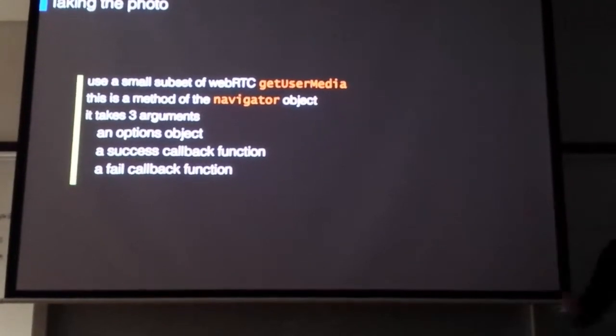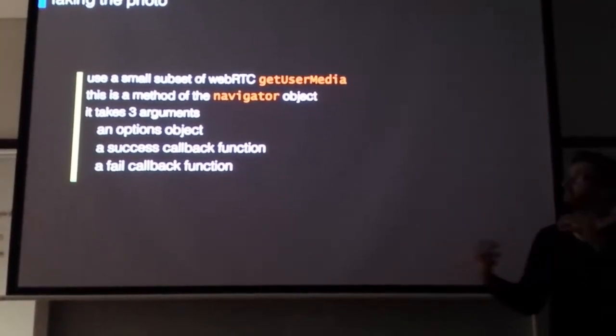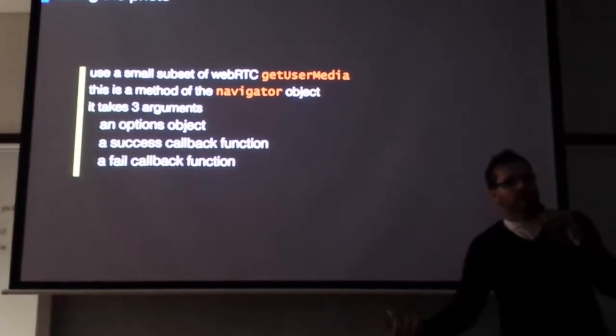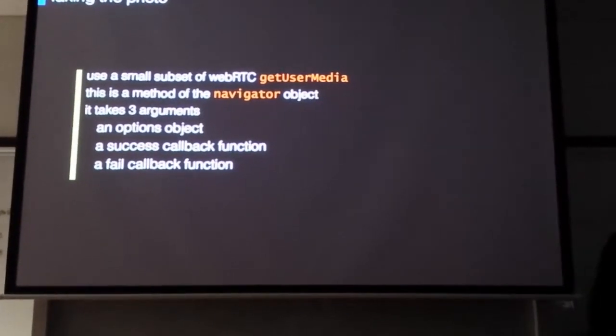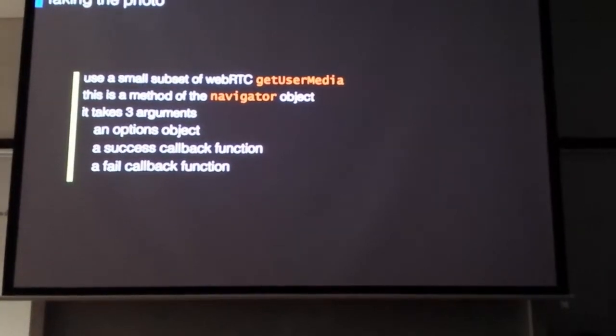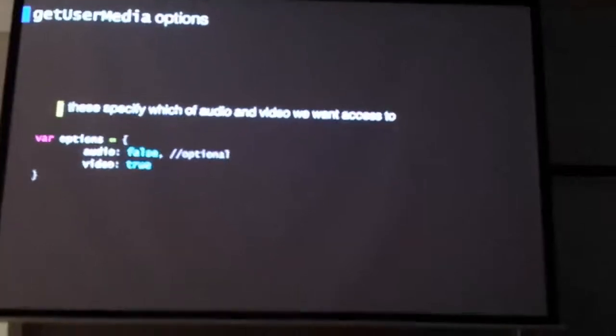We give it a success callback, so it takes an options object and a success callback. When we get user media, it's going to come back and say, "Hey, I got your user media." Or if we fail, it's going to say sorry and call that function. I love callbacks. No, I don't really, but anyway, that's how it goes.